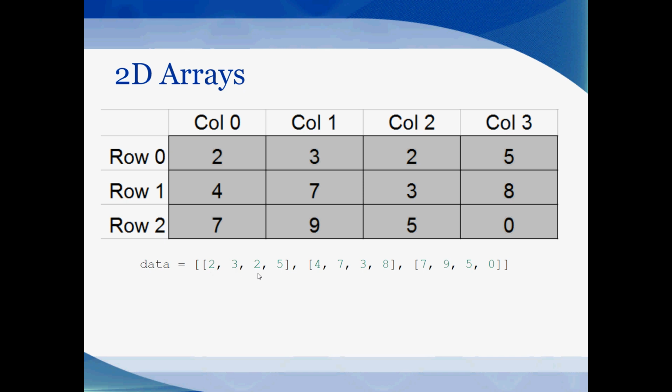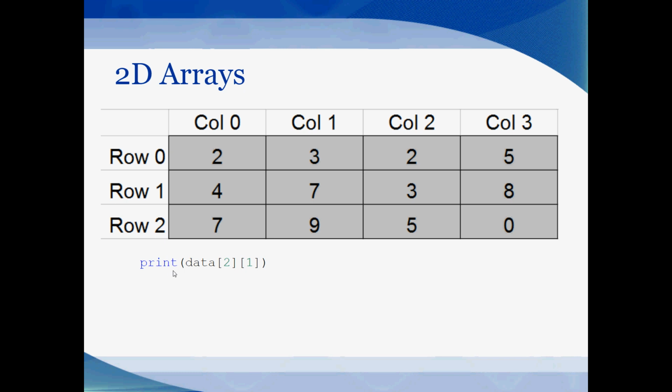The first list has 2, 3, 2, 5. There's my 2, 3, 2, 5. That becomes the first list. The second list becomes the second row, and the third list becomes the third row. So I have two sets of brackets now to indicate which row and which column it's on.